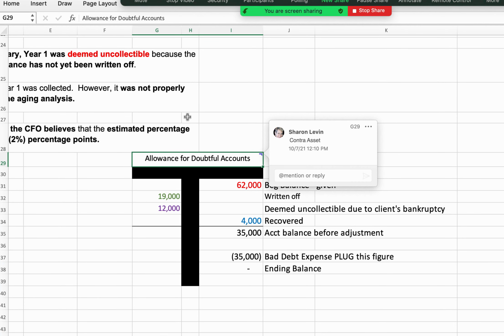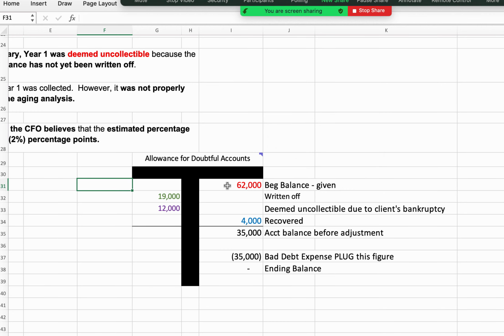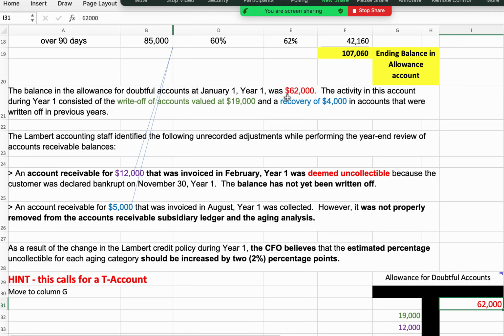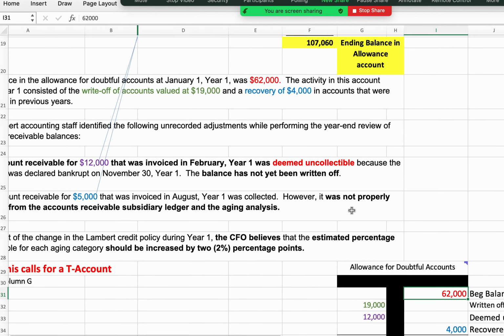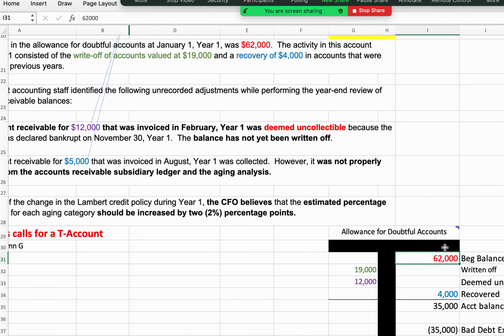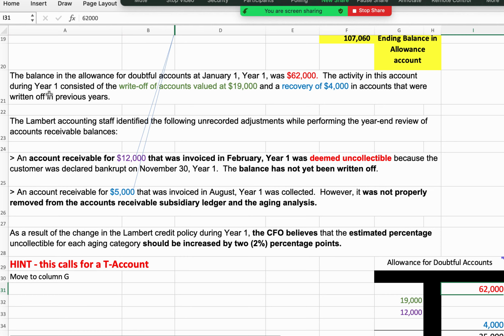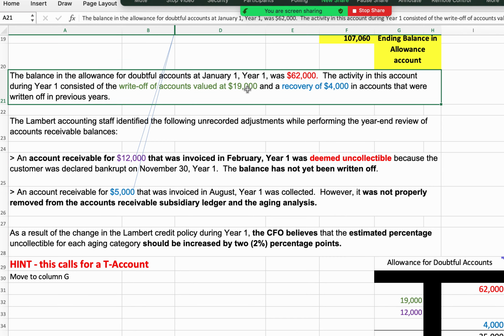Allowance for doubtful accounts. And there's a little comment in there. It says it's a contra asset. The asset is accounts receivable. So it tells us somewhere up above in the problem, and I have this color coded, the beginning balance of the allowance for doubtful accounts is 62,000. So there is that number. And then the activity in this account during year one consists of the write-off of accounts valued at $19,000. So we're in the allowance for doubtful accounts.